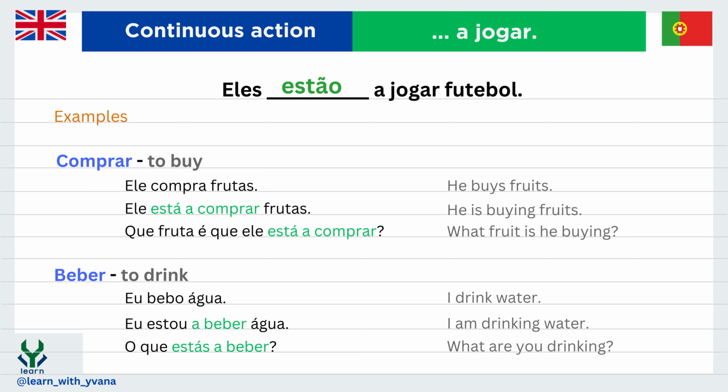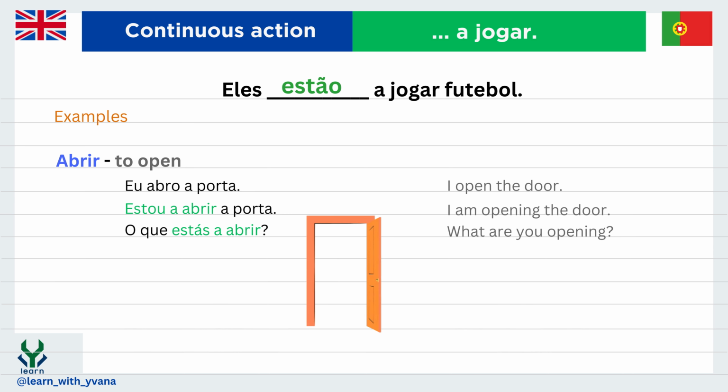Another example, beber, to drink. This is an ER verb. Eu bebo água. I drink water. Eu estou a beber água. I am drinking water. O que estás a beber? What are you drinking?